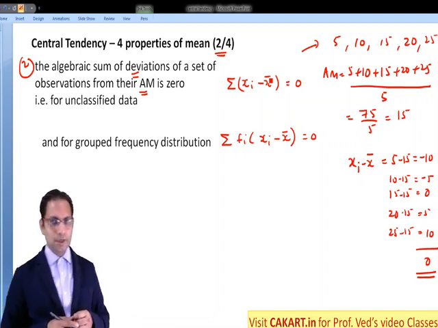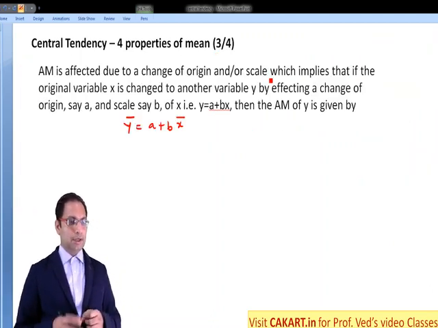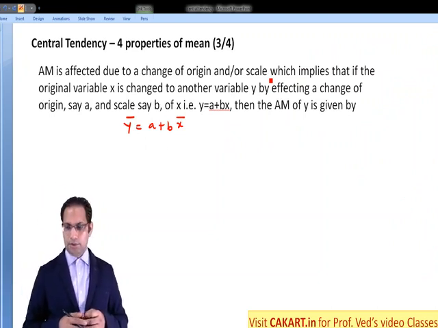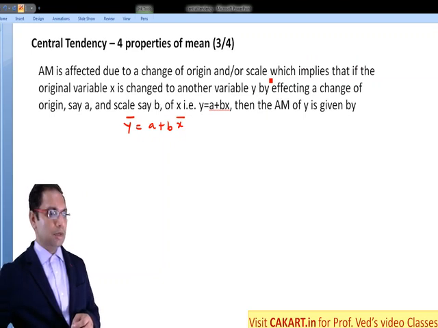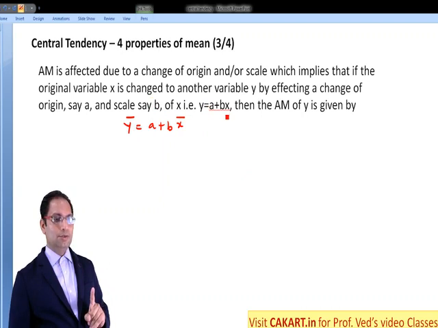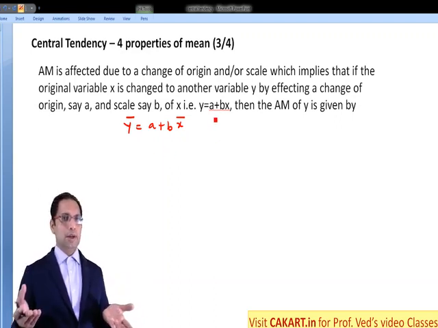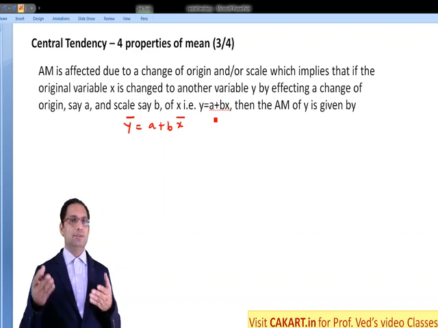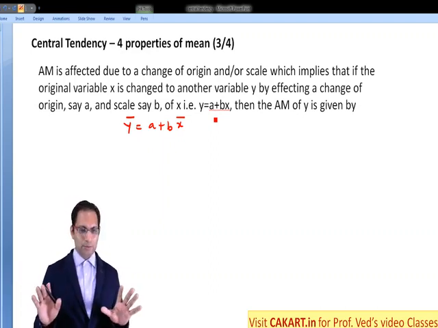Okay. Easy? Okay, so let us look at the third property. Now the third property, you don't need to understand the mathematics of it. I just want you to know that if y is equal to a plus bx is given, and x bar, which is the average value of x, is given, then the average value of y is going to be a plus b times the average value of x. If y is equal to a plus bx, then the average value of y is also equal to a plus b times the average value of x. That is as simple as that.